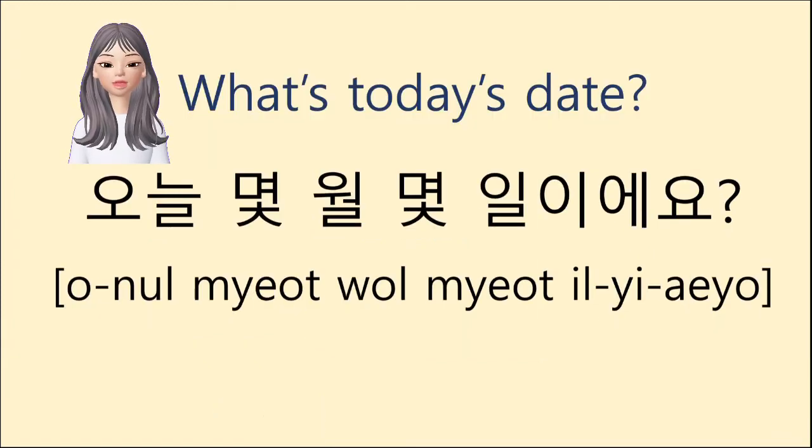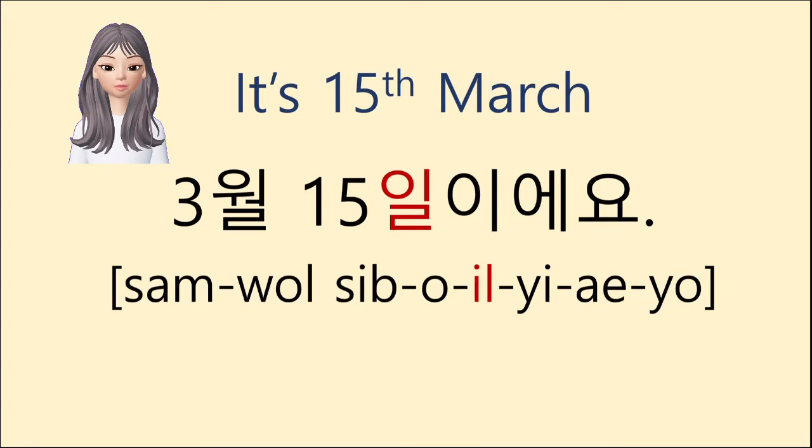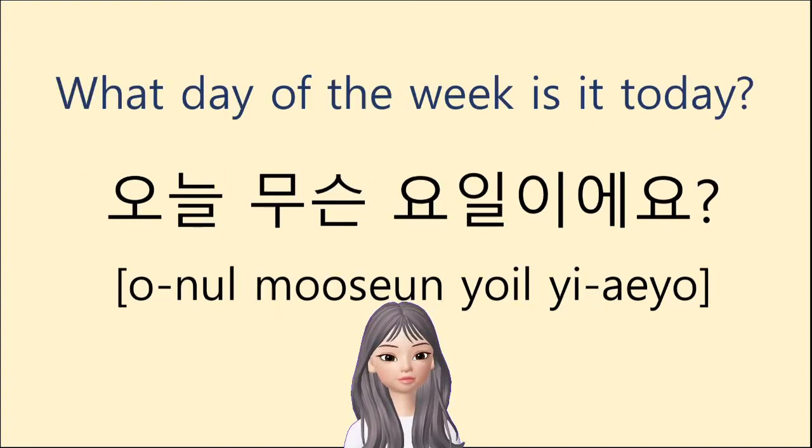So, going back to the situation, what's the date today? 오늘 몇 월 며칠이에요? It's 15th of March. 3월 15일이에요. Now let's look at how to say days of the week. When you want to ask, what day of the week is it today? You say, 오늘 무슨 요일이에요?